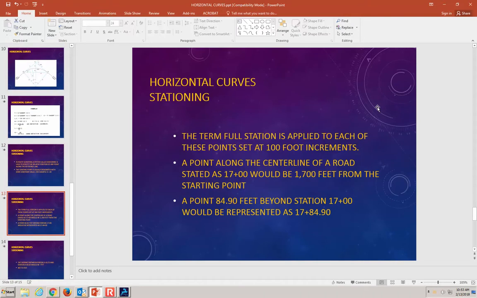So the term full station is applied to each of these points set at 100-foot increments. So that full station is every 100 feet. Now there will be examples on the homework, I think I have you figure it out at half stations. So when I say half stations, I mean 50 feet. Okay? Quarter stations would be 25 feet.